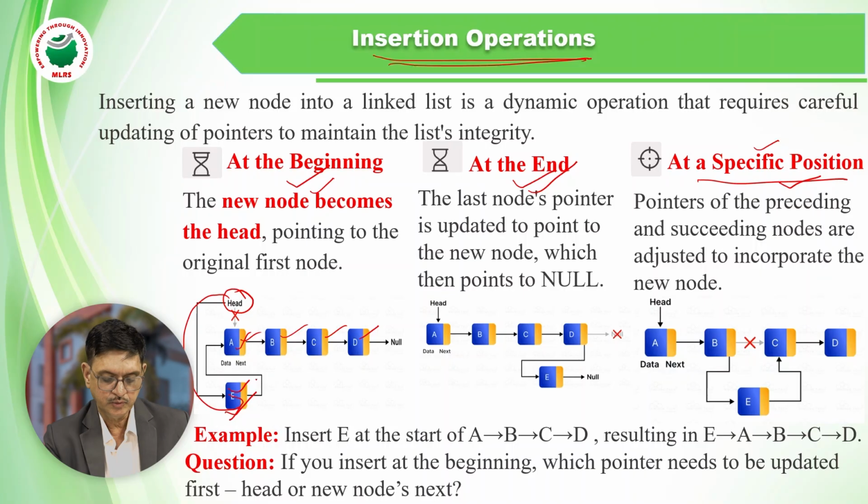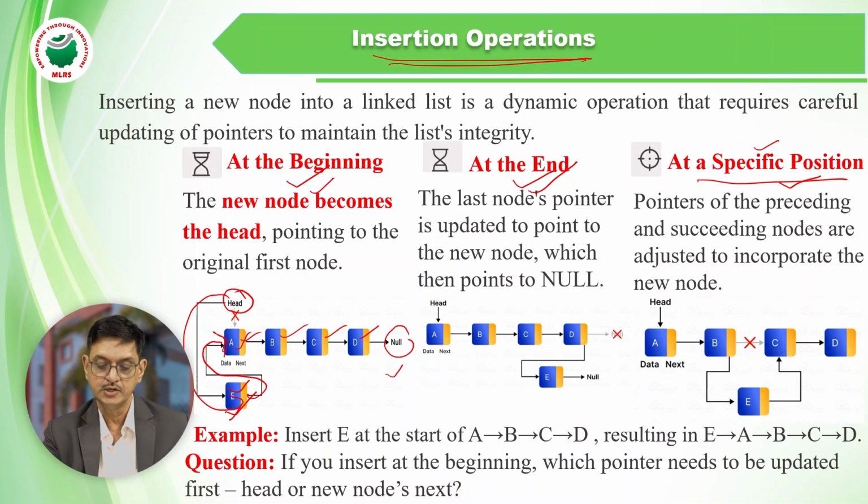After E, we use the next address to represent A, so that from head we can directly reach E as the first node. From E we can reach the second node, that means the previous first node is now the second node. Then after A we can follow the sequence, that means A to B, B to C, C to D. Finally, whenever we reach the null, we can stop. Right? This is the way we can insert a particular node at the beginning.